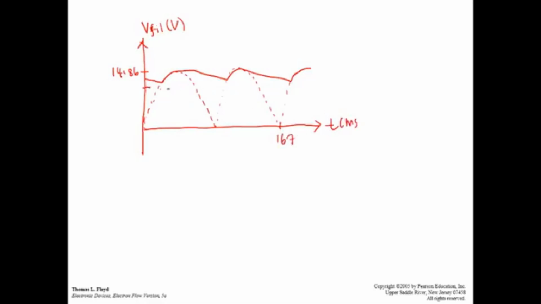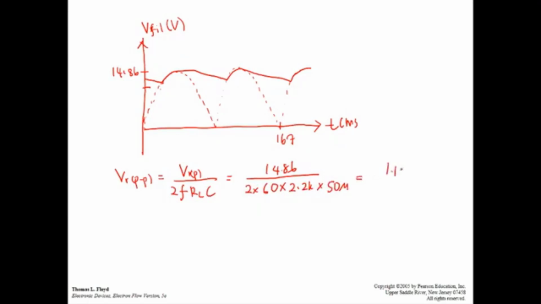So what is the value for this one? You need to calculate the V ripple peak to peak. V ripple peak to peak is given by V peak over 2 times frequency times R times C. So this is 14.86 over 2 times 60 times 2.2 kilo ohm times 50 microfarad, which is equal to 1.126 volt.